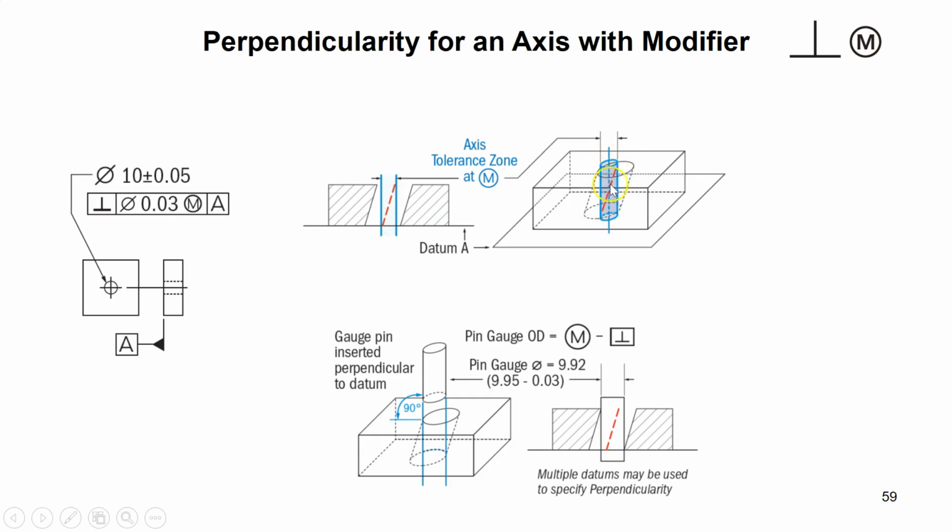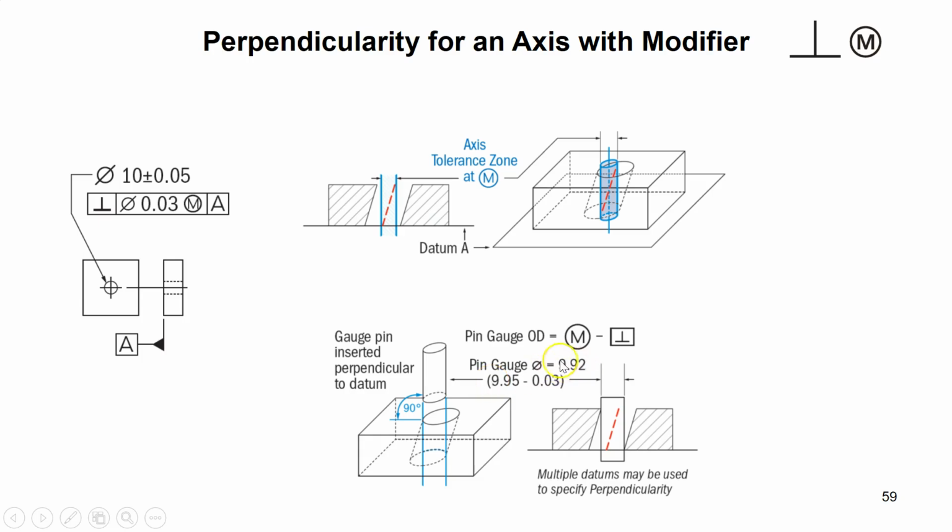But now the axis of the hole is tilted. It's not completely perpendicular to the top face A. And how far can it be off? Well, how much is this off? It is 0.03. So from the bottom point of this axis to the top point of the axis, this amount of vertical deviation is 0.03. So that 0.03 should also come off 9.95.